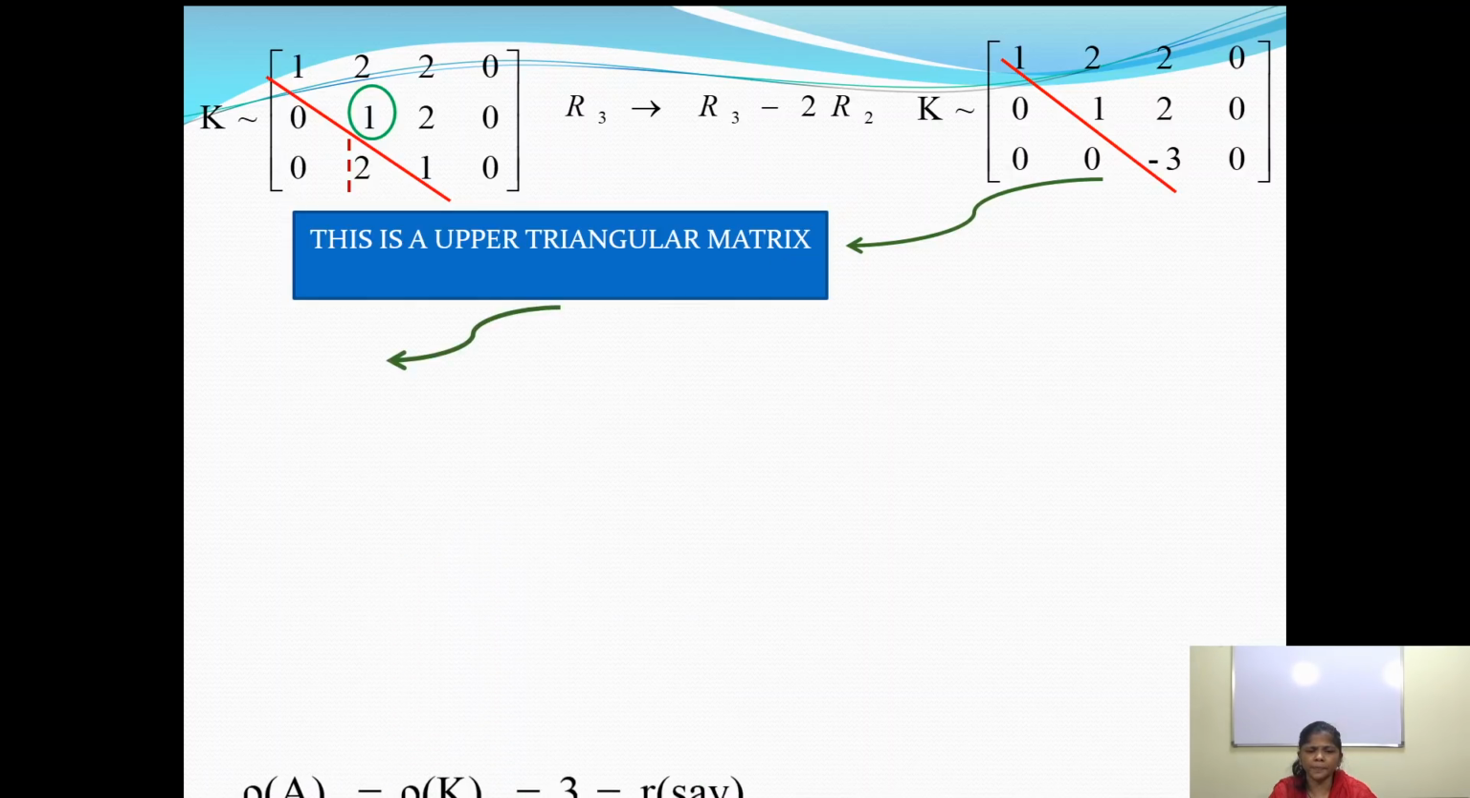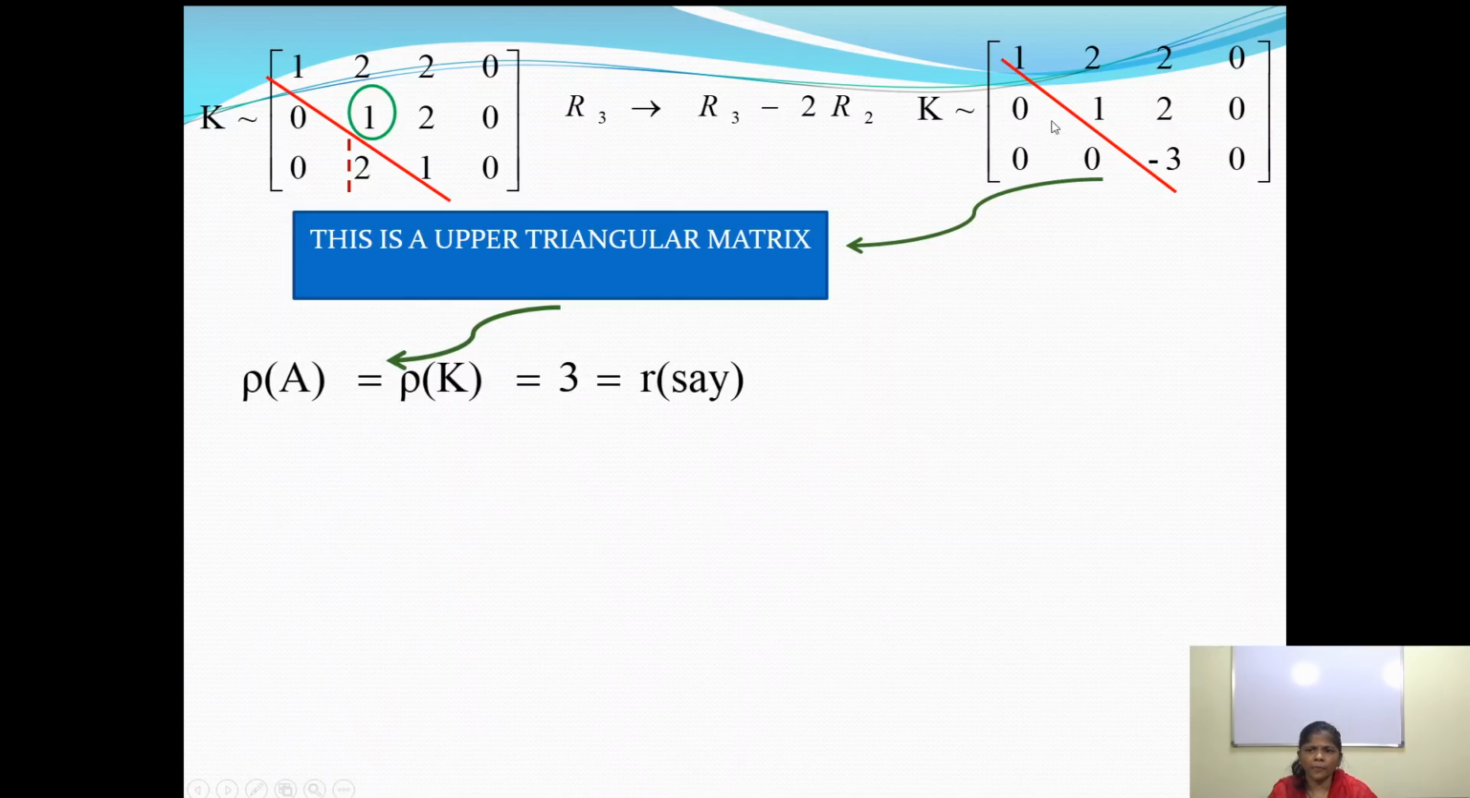Now we find the rank of A and K. What is the rank of K? Count the number of non-zero rows. The number of non-zero rows is 3, and as I said, it is a homogeneous system of equations, meaning the last column is 0. So the rank of A as well as the rank of K will be 3, which I denote by R. Now also find the number of unknowns, that is the number of scalars, which is 3. What is the relation between R and N? We get R = N.